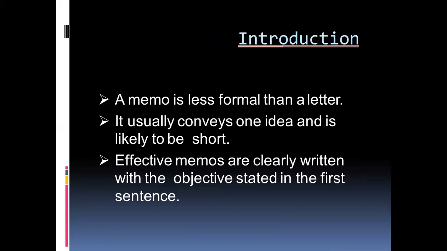A memo is less formal than a letter. A letter is much more formal, completely and fully formal. A memo is less formal, and we can use informal language in it up to some extent. It usually conveys one idea and is likely to be short. It is more effective when it is short. Effective memos are clearly written with the objective stated in the first sentence. So we understand that the objective of the memo is in the first sentence. We will be learning how to write it on the next slides.